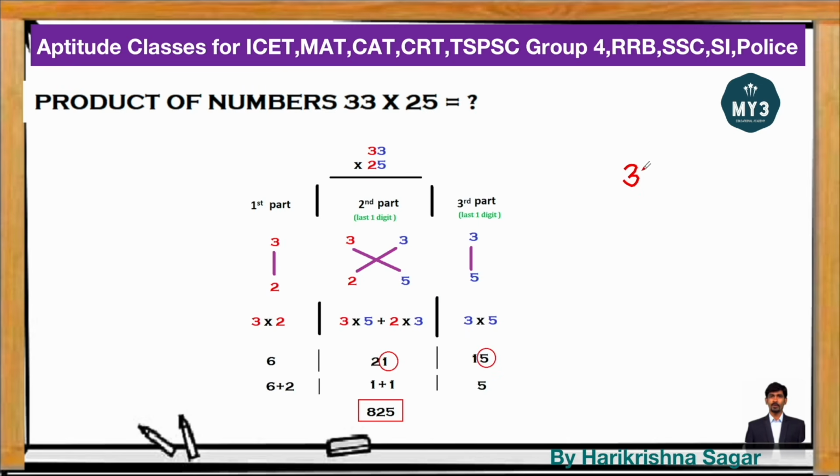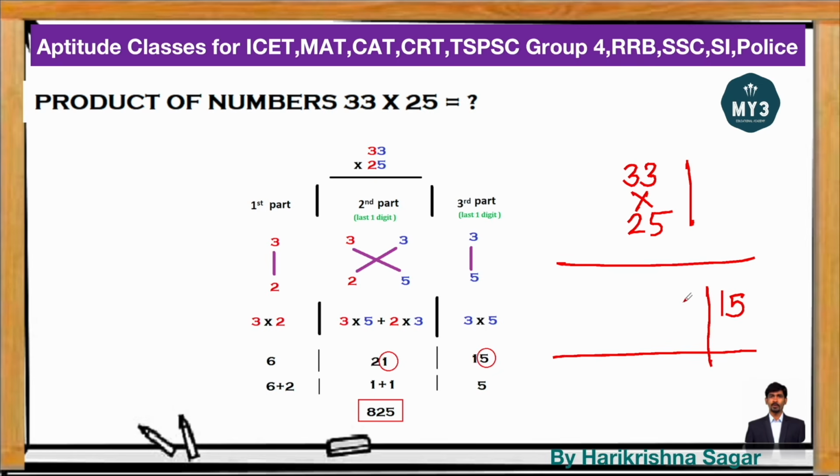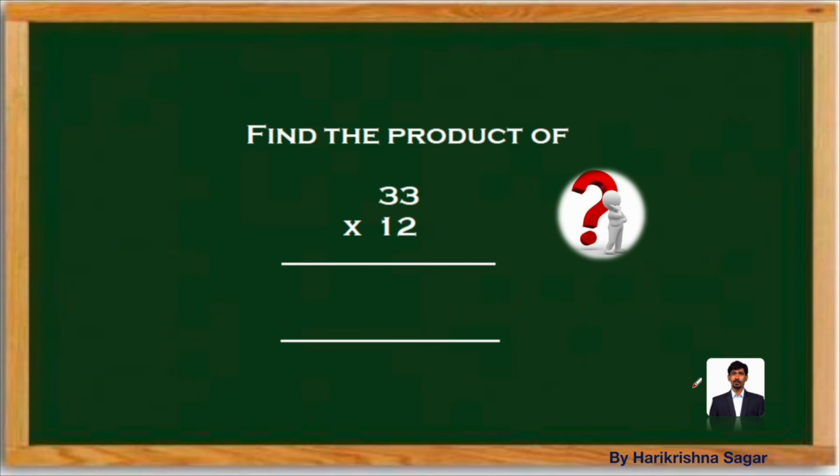Let's assume that I want to find the product of 33 into 25. Apply the same method. Let's check whether you are capable of solving it. 5 into 3 is 15. 15 plus 6 is 21. 3 into 2 is 6. Take the last digit 5 and send the rest as carry. Now it is 22, send 2 as carry. Finally the answer is 825. Like that you can find the result.